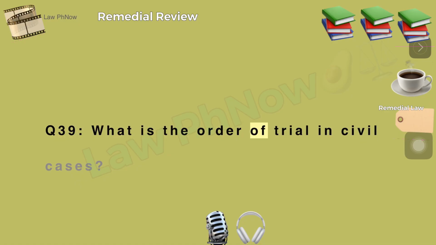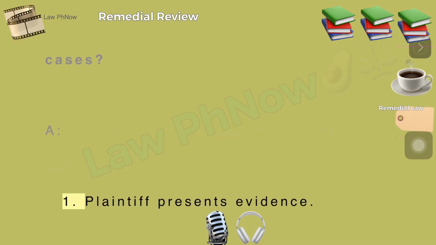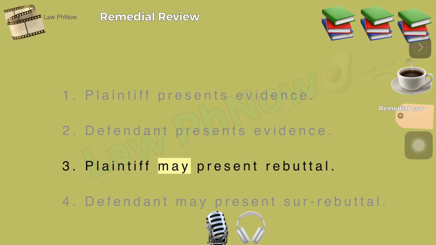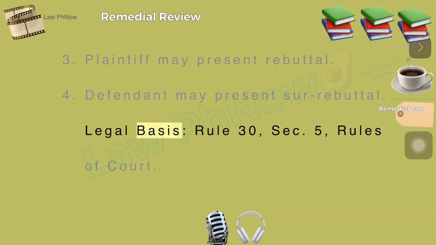Q39. What is the order of trial in civil cases? A. 1. Plaintiff presents evidence. 2. Defendant presents evidence. 3. Plaintiff may present rebuttal. 4. Defendant may present surrebuttal. Legal basis: Rule 30, Section 5, Rules of Court.